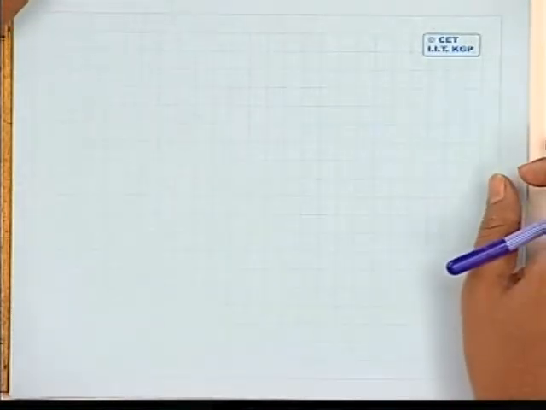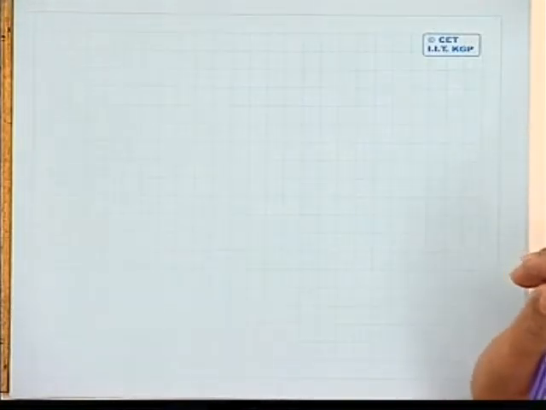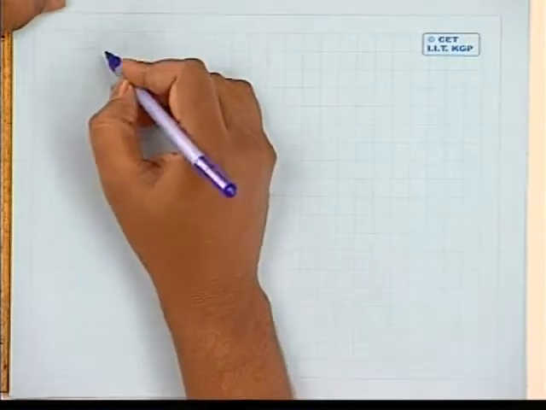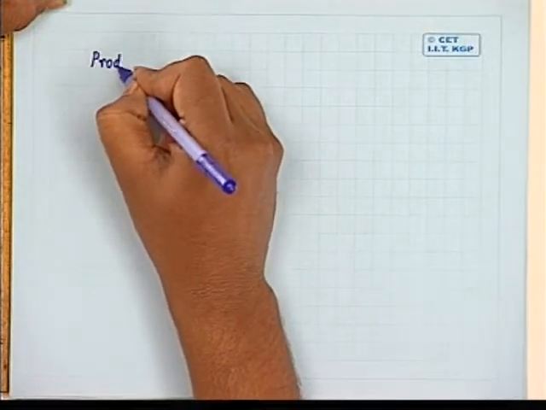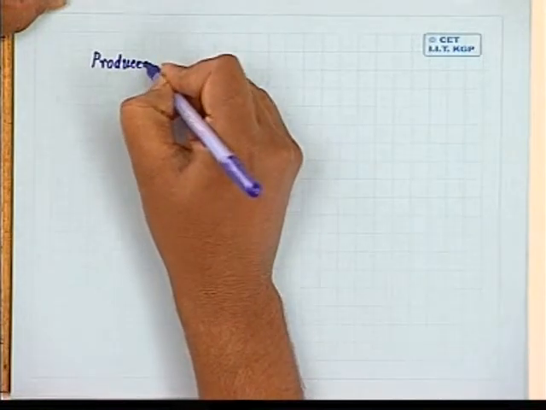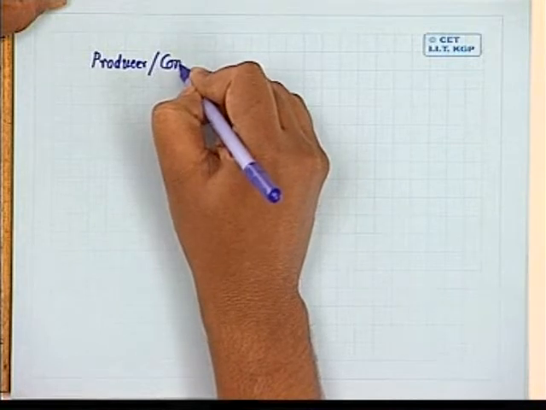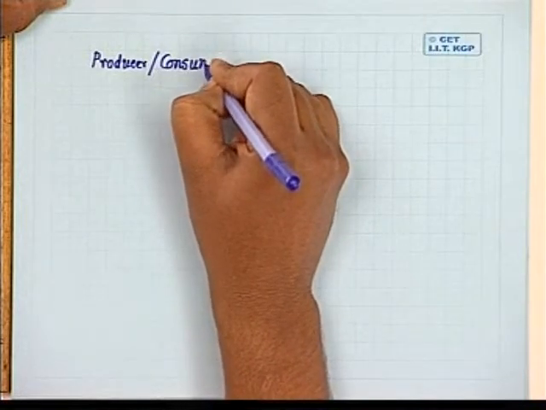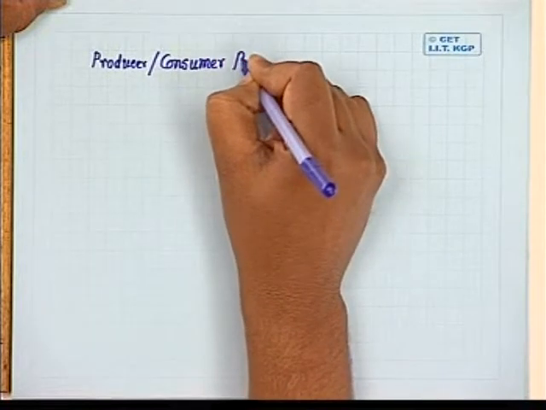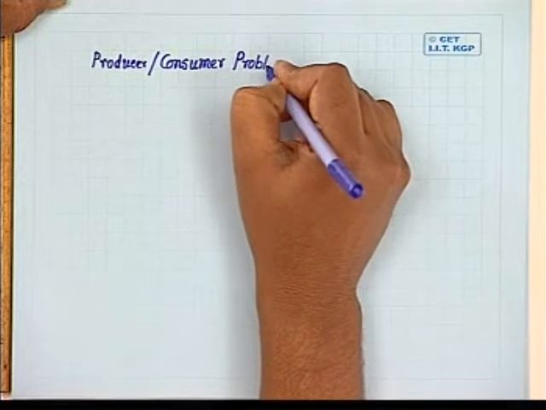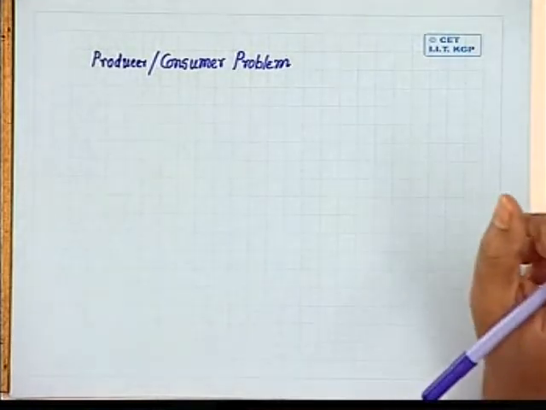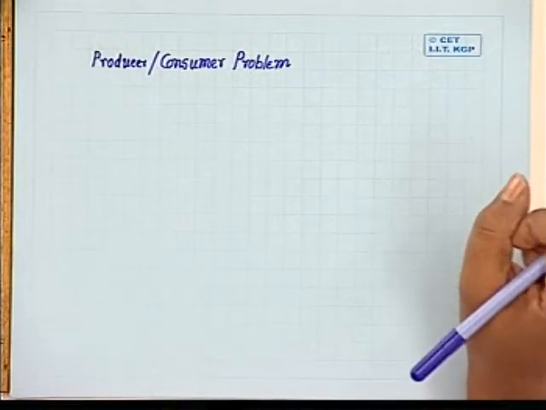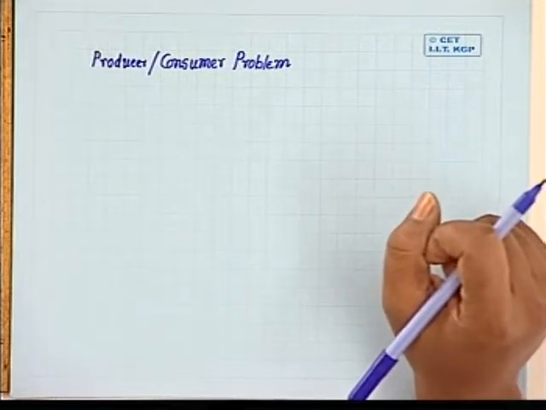So let us see how these semaphore variables can be used for different problems with the help of some classical problems. One of them, of course, we have seen earlier, that is the producer-consumer problem. We have seen two different solutions of this producer-consumer problem earlier. Now let us see whether we can solve this producer-consumer problem using the semaphore variables as well.